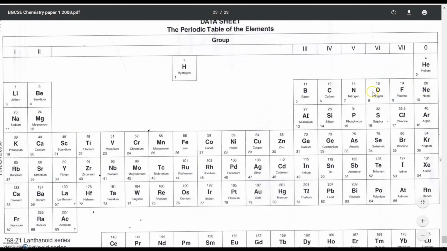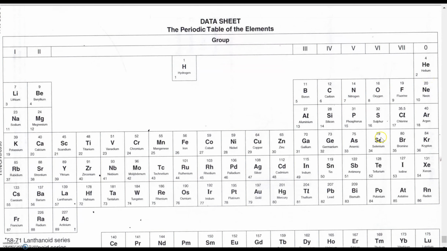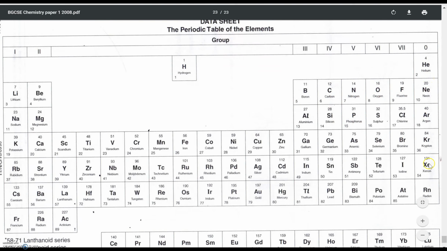Having 8 electrons in the outer shell makes oxygen and calcium stable. So all these elements in group 8 are stable. They're called the noble gases, because they have 8 electrons in their outer shell. So all the other elements want to be like them. All the other elements want to have 8 electrons in their outer shell, right?